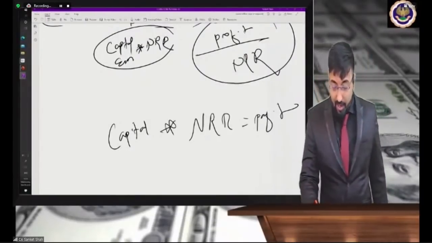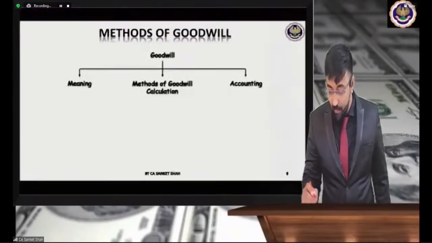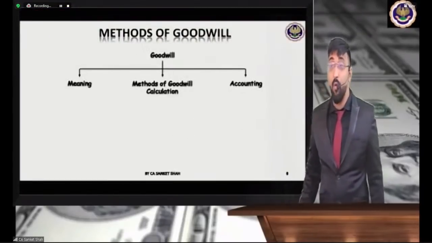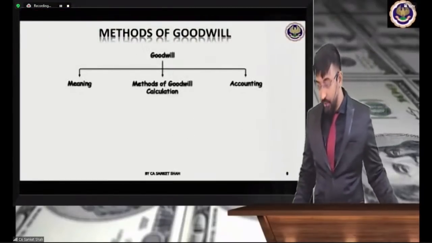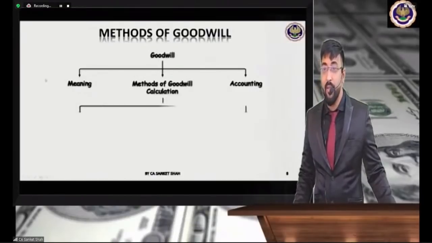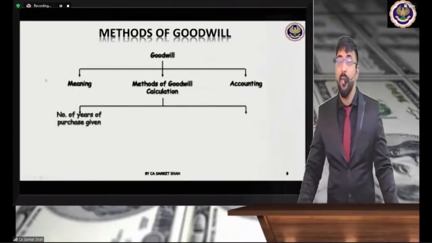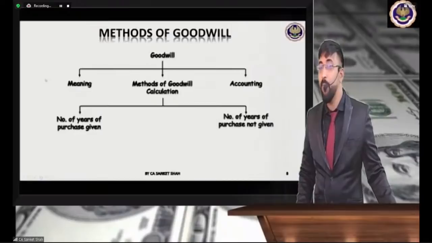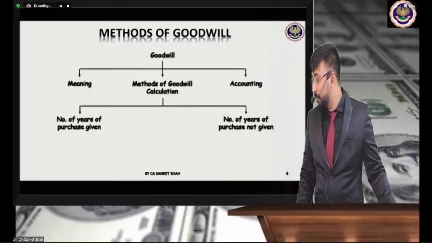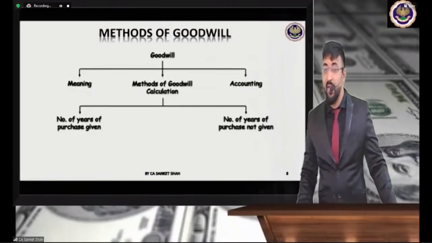चलो एक बार रिवीजन कर लेते हैं थ्रू माय मेथड. चलो जल्दी से. Now in a very grand presentation we are going to see this. So method of goodwill: number of years of purchase given, number of years of purchase not given. Please be focused. हाँ, आएगा कोई जाएगा, चलता रहेगा.